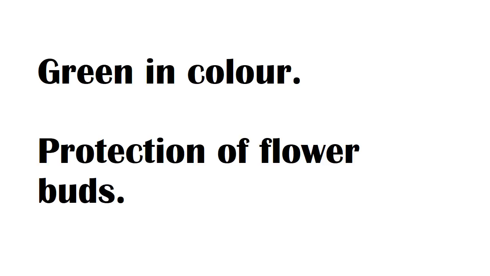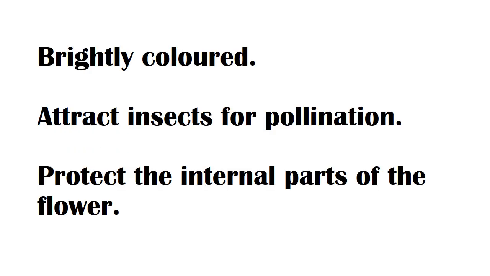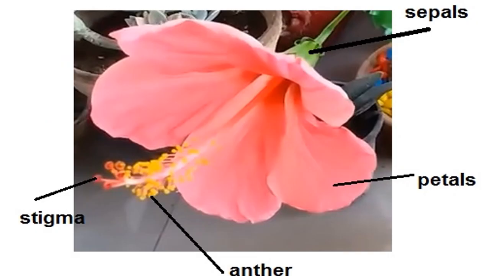Let's discuss the sepals. Sepals are generally green in color. The main function of sepals is protection of flower buds. Here you can see the sepals are here to protect the flower. Petals. Petals are brightly colored. They attract insects for pollination as well as protecting the internal parts of the flower. These are the petals.